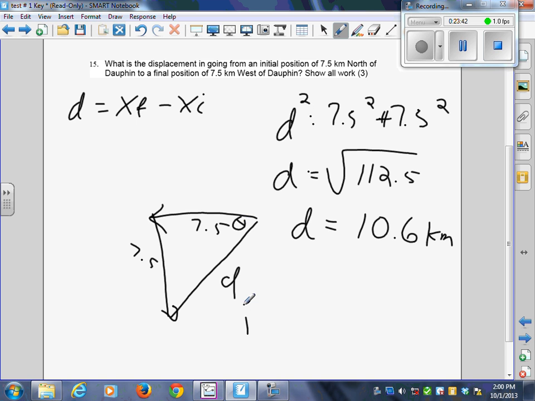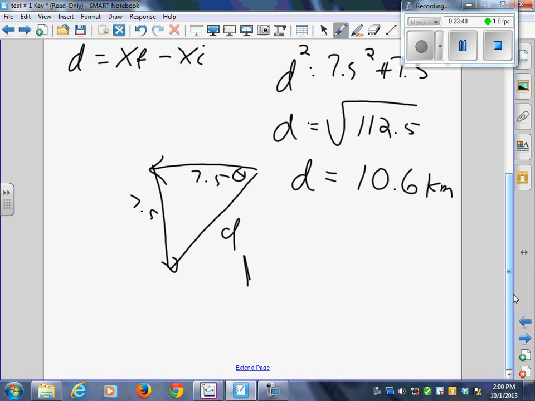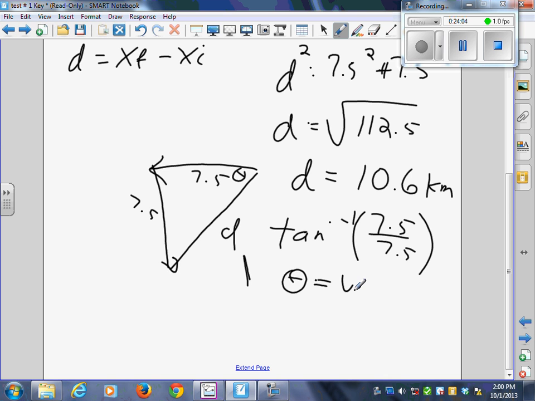Show me the money. Inverse tan 7.5 over 7.5. That's going to be west 45 south.